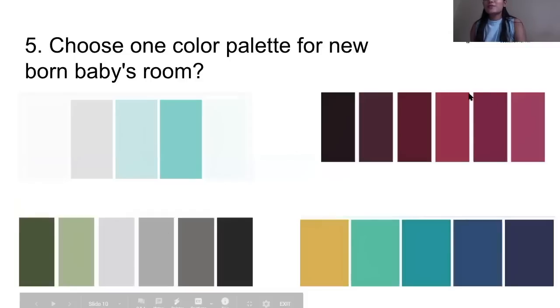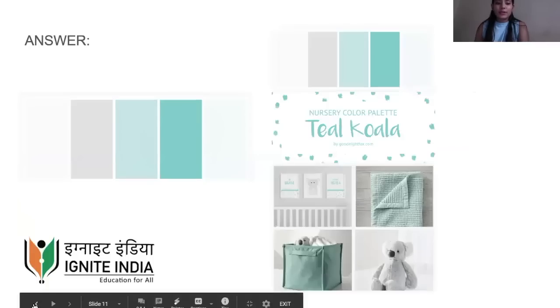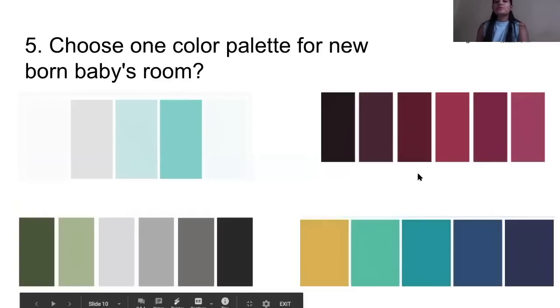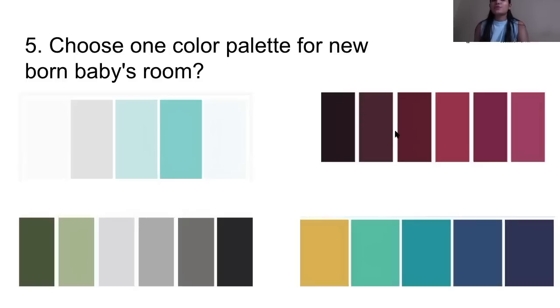This one should be easy for you all, and you should enjoy doing it. Choose one color palette for a newborn baby's room. Out of 1, 2, 3, and 4, you need to tell which one is the best option for a newborn's baby room. This is an MCQ type question. Only one will be the answer in this. This should be easy, so I won't take much time on this one.